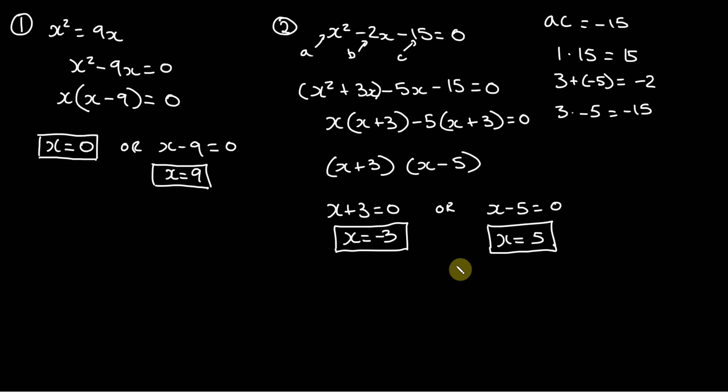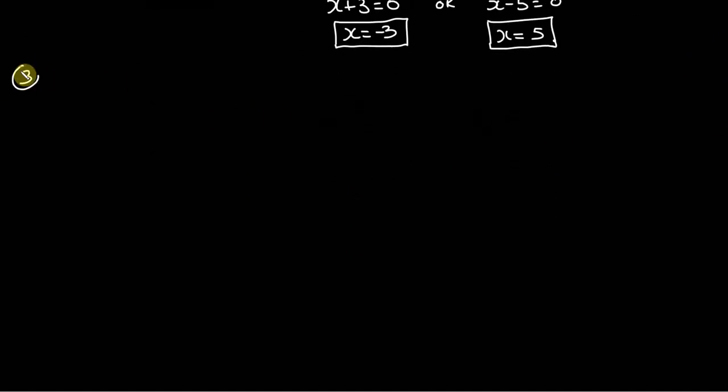Say for instance, we're given 6x squared plus 13x minus 5 equals 0. Again, we want to immediately look for AC. A times C, that's going to be 6 times minus 5, which is going to give us negative 30. Now we need to find what multiplies to negative 30 and adds to B, which in this case is 13.